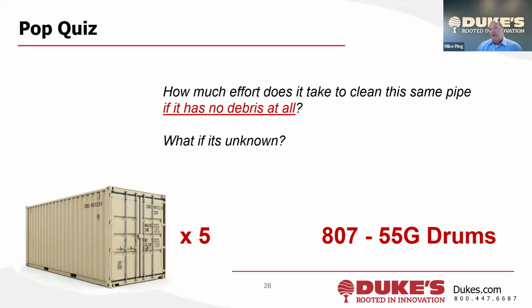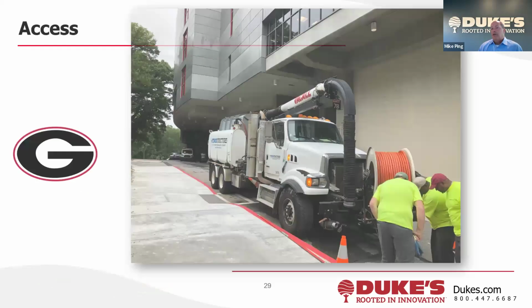Quite often, it's not uncommon to see a bid come out that says, hey, clean the 60-inch pipe, and nobody has any idea how much debris is there. Well, if there's none, then it's pretty easy to clean, right? If it's got 2 feet in it, it could be $200 a foot, right? So just something to think about.